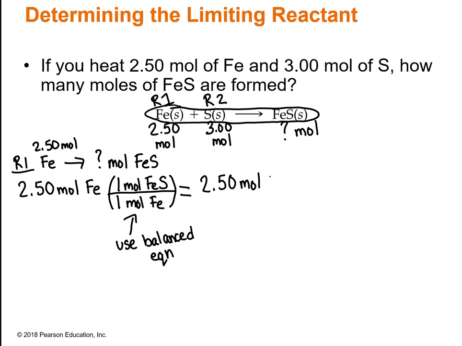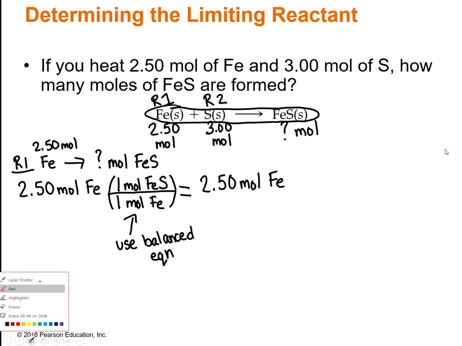No, they are not the same. The number of moles of each reactant is different from the ratio of how many moles of iron react fully with however many moles of sulfur to create however many moles of product. So you've got to keep your numbers straight. That's for reactant one.